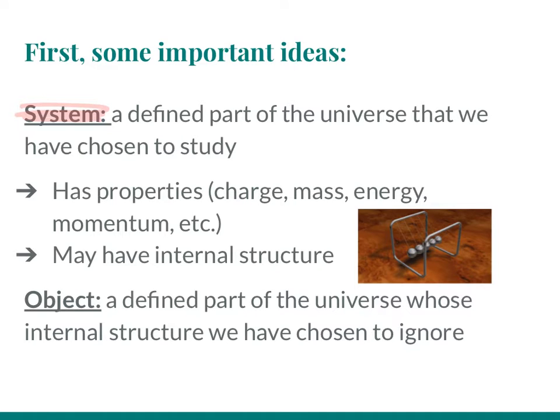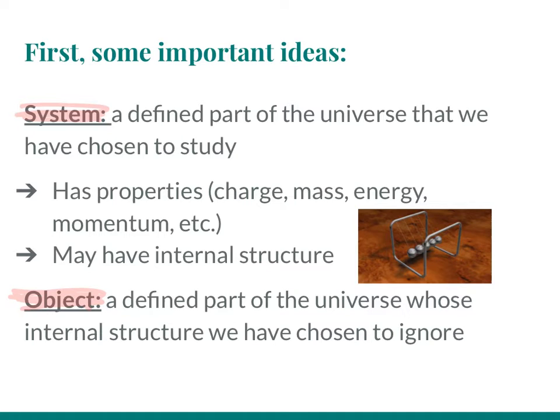Now, on the flip side of that, we also have objects. An object is a part of the universe whose structure we have chosen to ignore. And the reason we do this is as follows. Take the same Newton's cradle example. Every ball in a Newton's cradle has a bunch of atoms in it, like, I don't know, 10 to the whatever, lots of atoms.